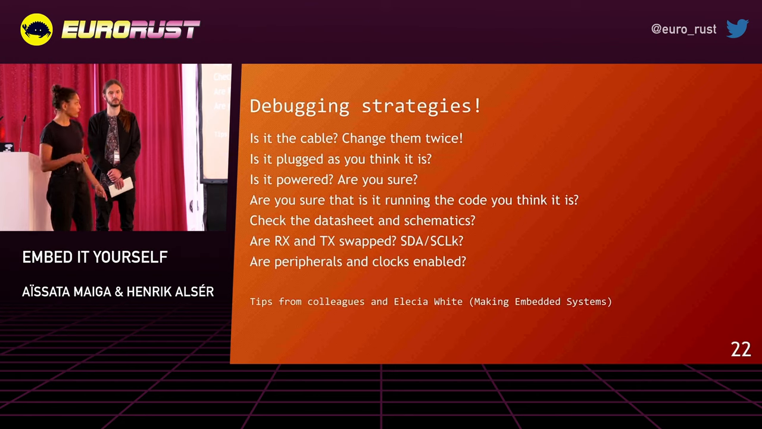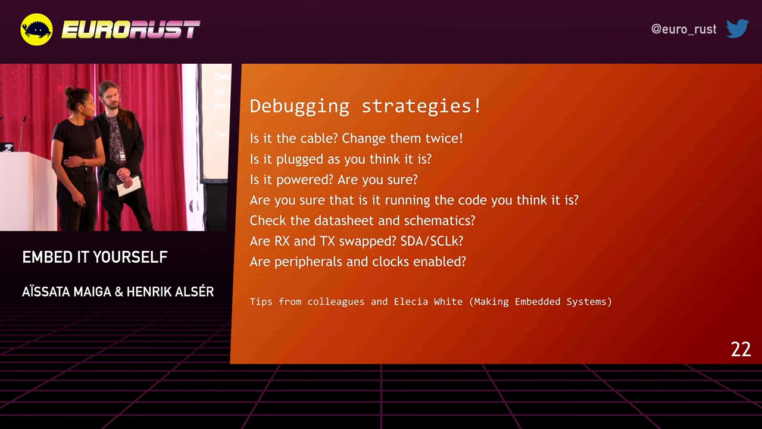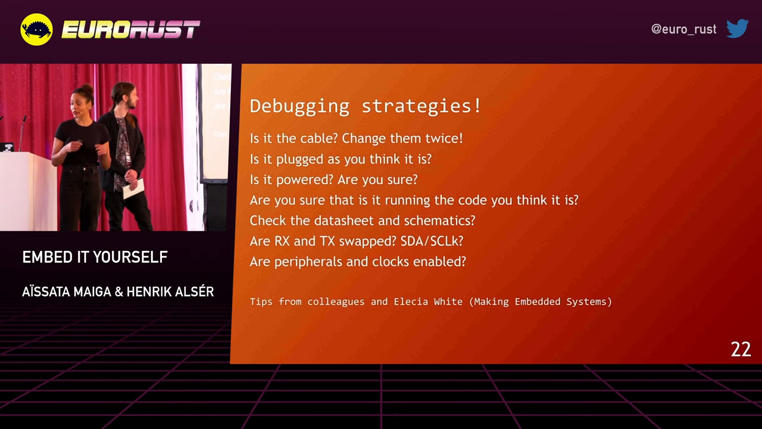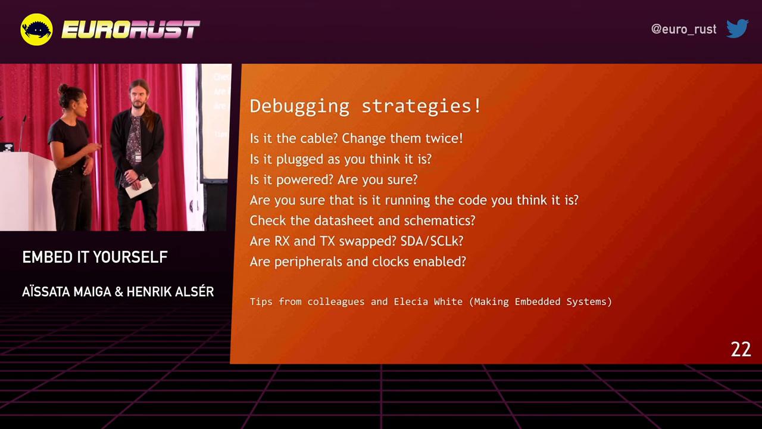Don't assume anything. Check the data sheet, check the schematics, check the errata, because it's something the manufacturer published afterwards when they realized they made an oopsie, so check the errata. A very classical error is to swap receiver and transmitter cables when you do, I don't know, some serial protocols. And data cables and clock cables can also be swapped, so check that. They're inverted, like the receiver part has the receive, where the sender part are the send. So don't hesitate to check that.